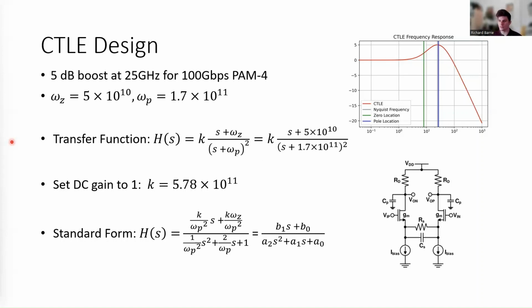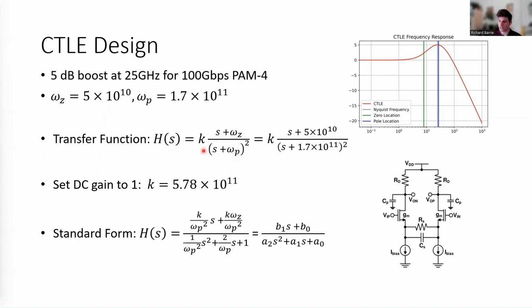So going back to our transfer function, we set omega z, the location of the 0 in radians per second, and omega p, the location of the pole in radians per second, to these values to achieve this red transfer function. We know our transfer function is going to look like this form, where we have s plus omega z in the numerator for our 0, and s plus omega p squared in the denominator for our 2 poles. And we also have this coefficient k.